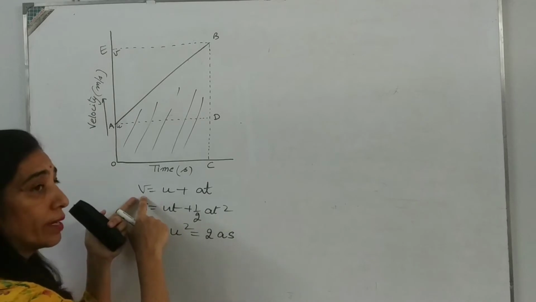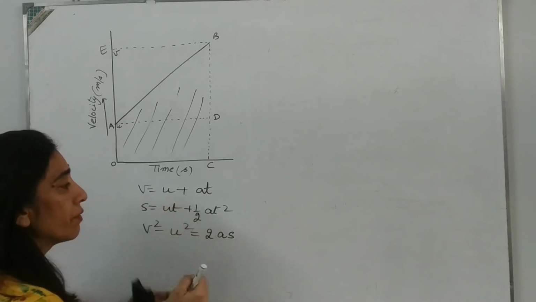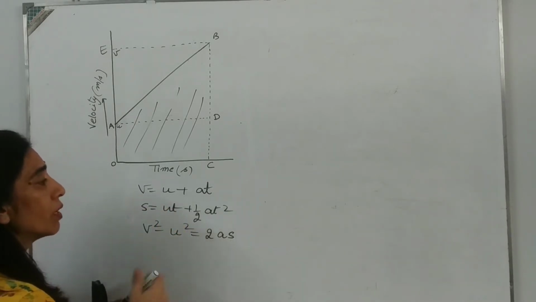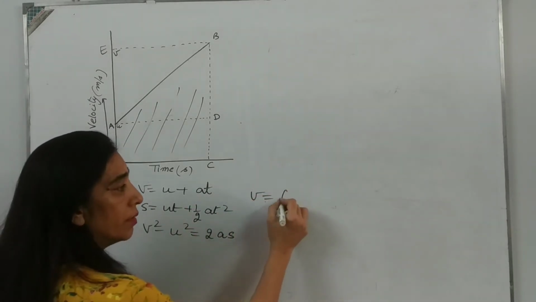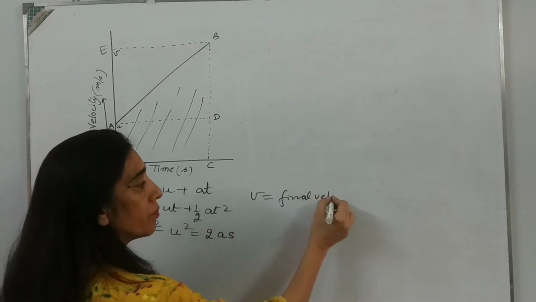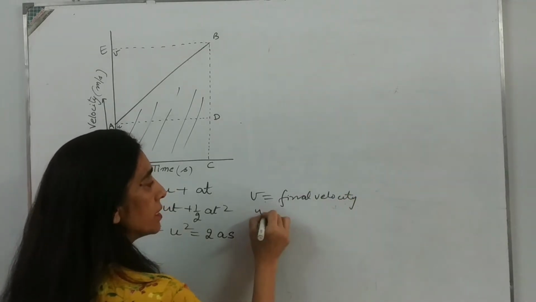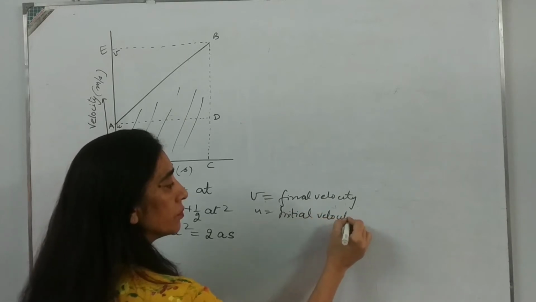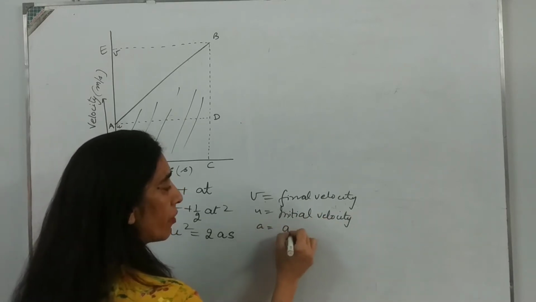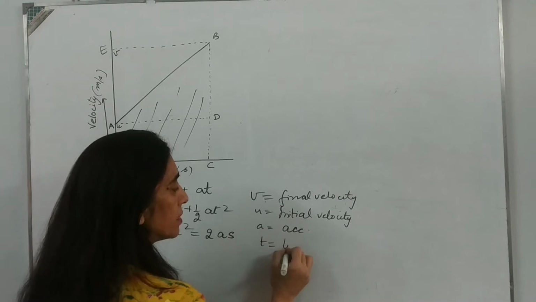v is the final velocity, u is the initial velocity, a is the acceleration, and t is time.